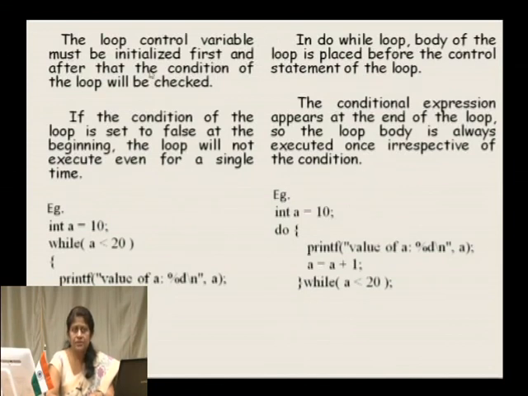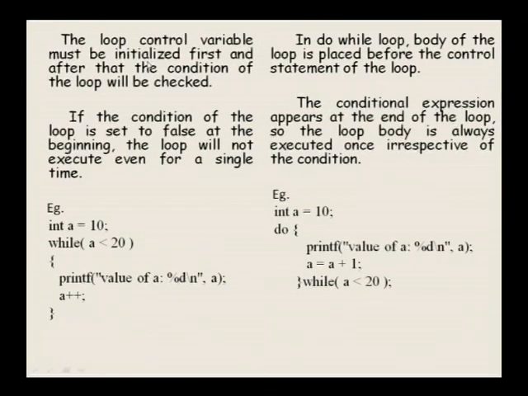Here, as you see, the loop control variable must be initialized first, and after that the condition of the loop will be checked in case of a while loop. And if the condition of the loop is set to false at the beginning, the loop will not execute even for a single time.